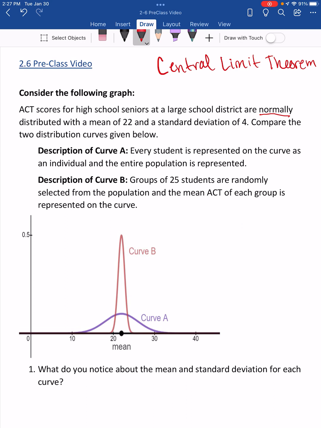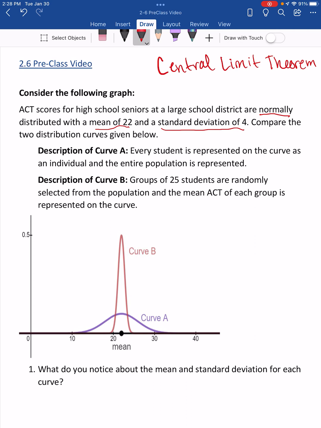So, curve A, every student is represented on the curve as an individual and the entire population is represented. So this is like a normal distribution of the whole population of students who've taken the ACT. Yep, my population that has a mean of 22 and a standard deviation of 4. Okay, so that's curve A.